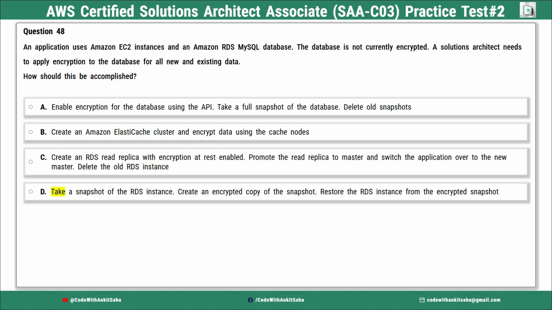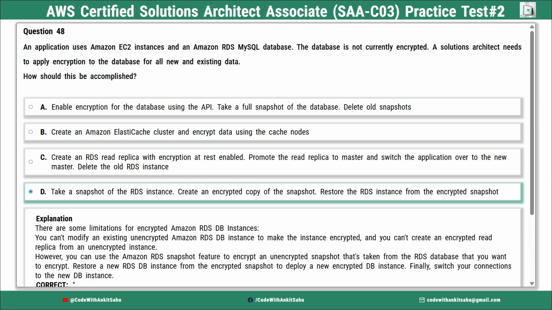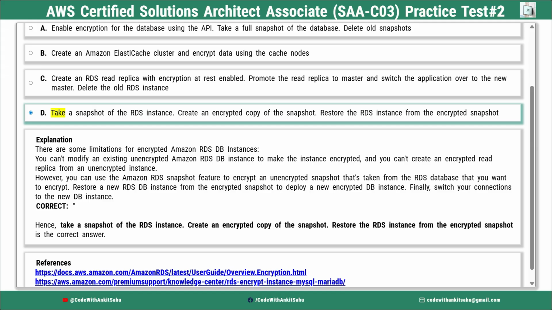Option D. Take a snapshot of the RDS instance. Create an encrypted copy of the snapshot. Restore the RDS instance from the encrypted snapshot. Correct answer. Option D. Take a snapshot of the RDS instance. Create an encrypted copy of the snapshot. Restore the RDS instance from the encrypted snapshot.